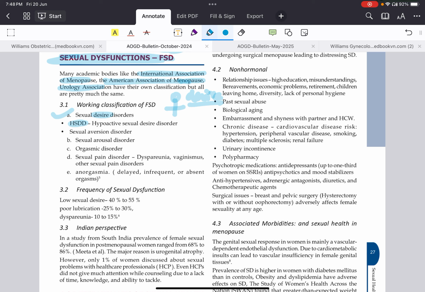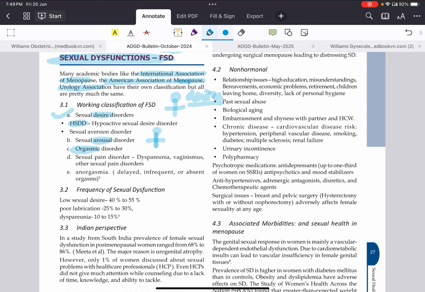So the female will be hyperactive for the sexual disorder, or else aversion will be up. I'm averse with this sex. In that way, she'll behave. Second thing, even if she is having desire, there is a lack of arousal. She doesn't feel that sex, okay? And orgasm disorders come in the same thing.